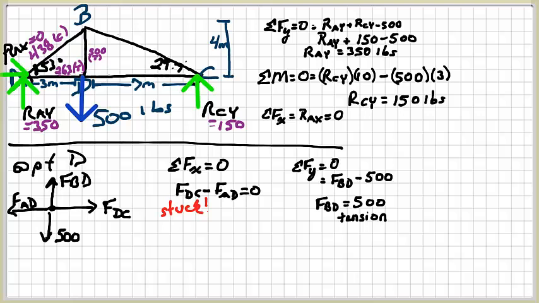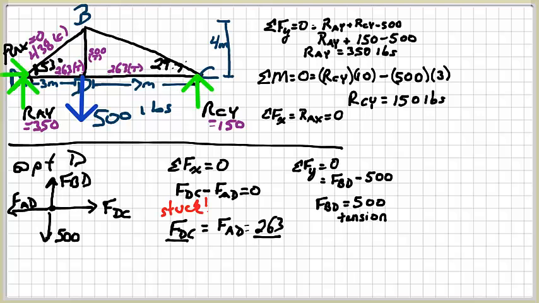Notice how now that I have FAD, I can come back to my problem from where I was stuck before, and I can finish this out. I can now solve for FDC. Okay, FDC is also going to equal 263. It came out to be a positive value, so that means it's in tension. Okay, I'm going to add that to my truss.